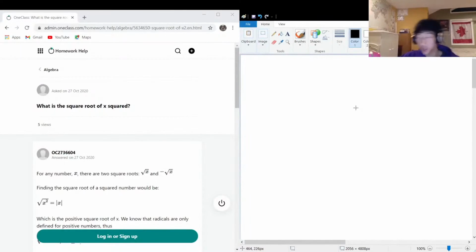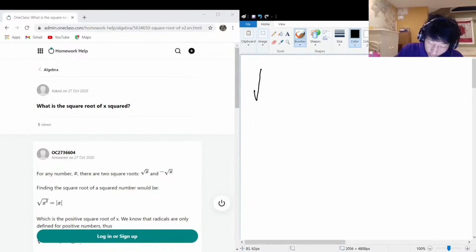Okay, so the next question that we got on the menu today is what is the square root of x squared? So what that looks like in a math type equation is it looks a little something like this. The square root of x squared.